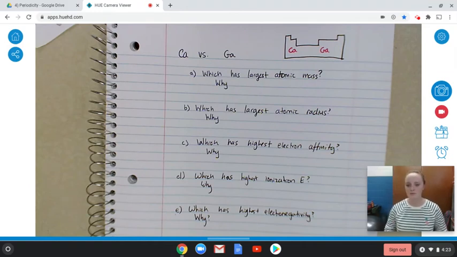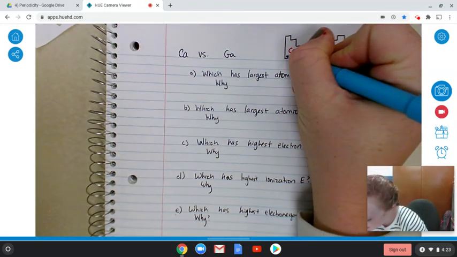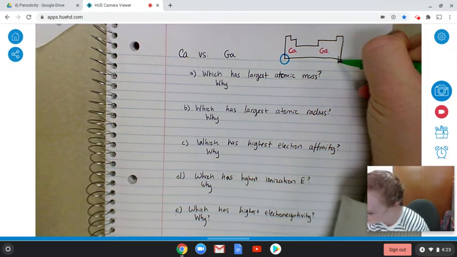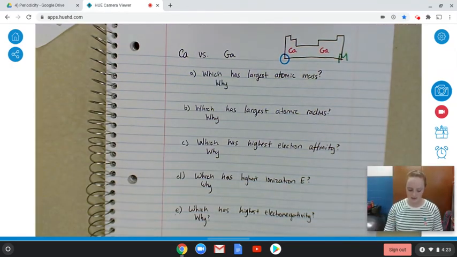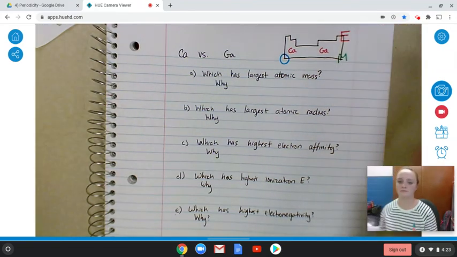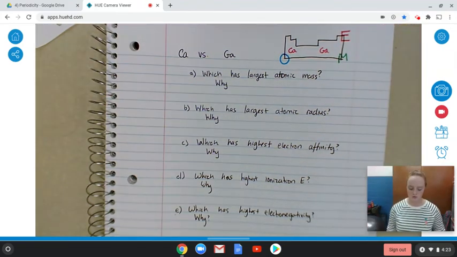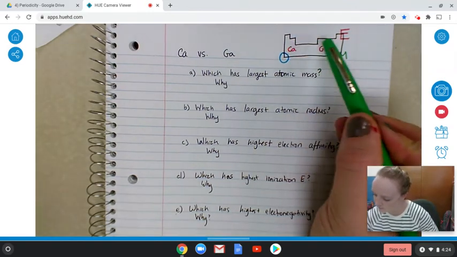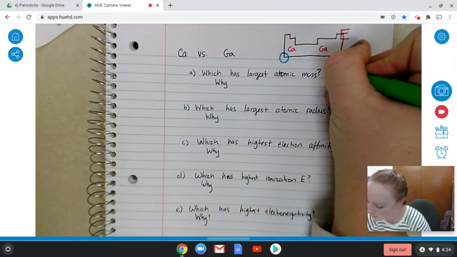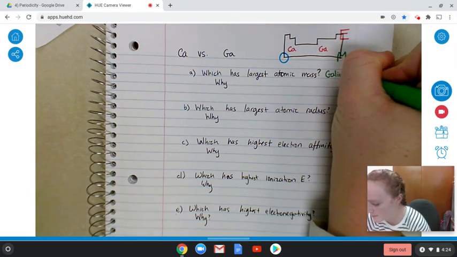All right. Anytime I'm doing a pattern, I start with my three corners, my O, M, E, and I write them every time. My OME, my extremes. So which atom has the highest atomic mass? Well, I can see it. Calcium versus gallium. Gallium is closer to my extreme.